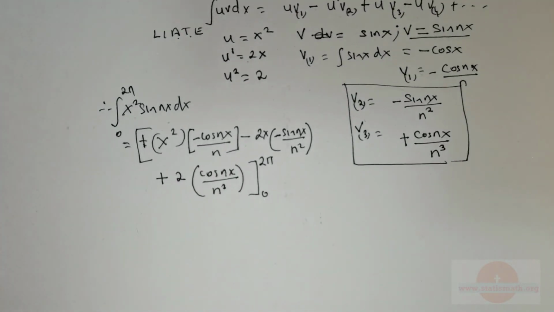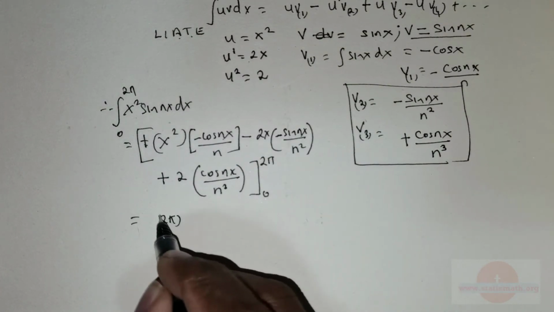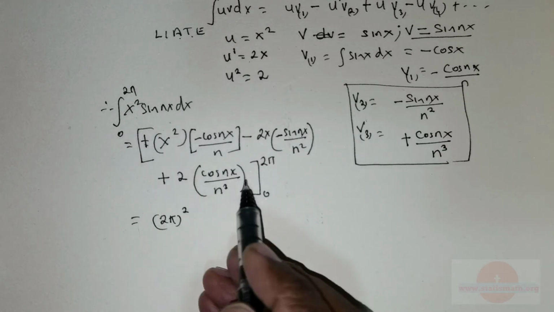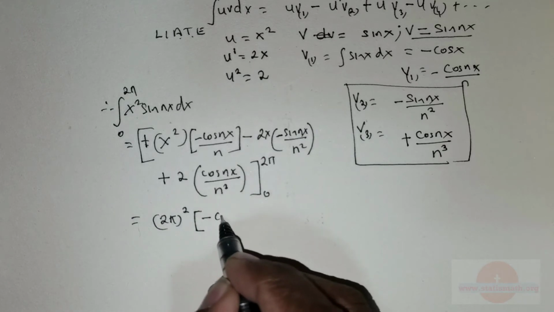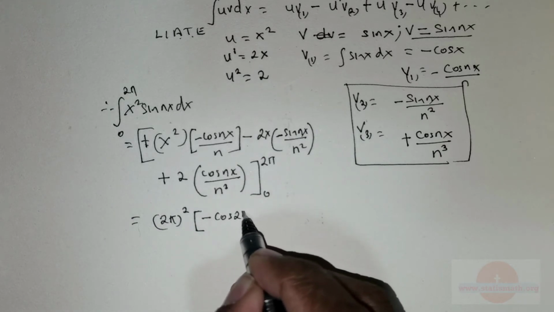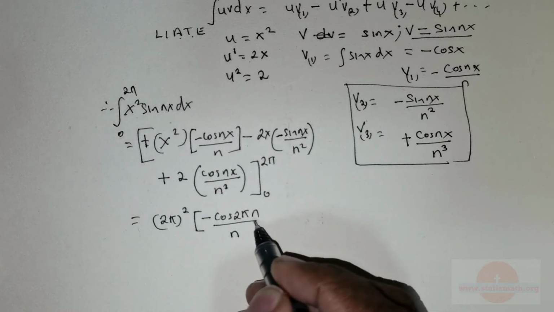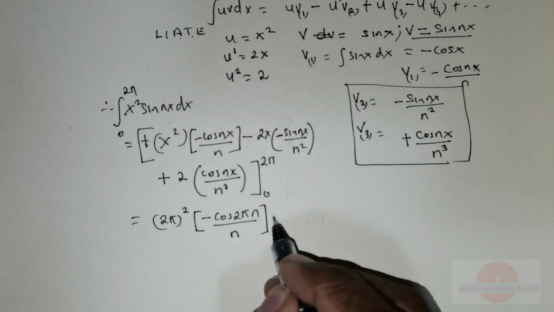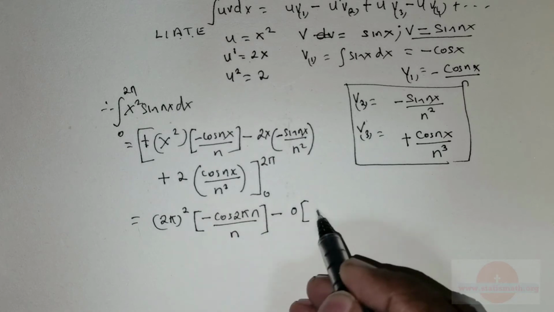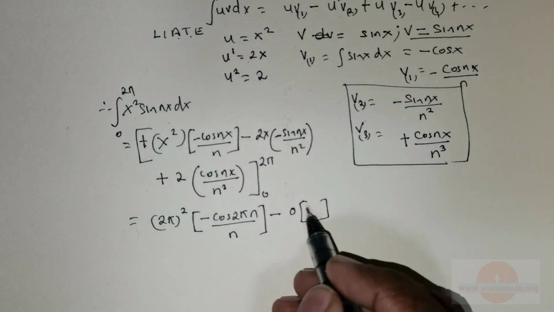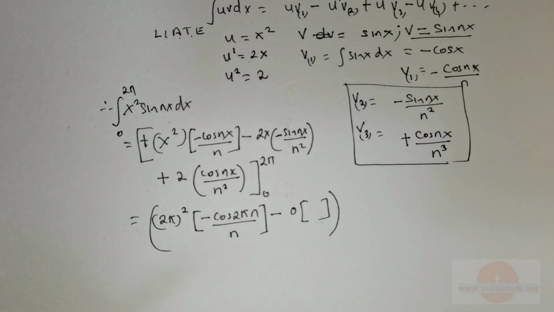Okay, so this is equal to, I substitute the upper limit, so in the place of x substitute 2 pi, raised to power 2, times negative of cos 2 pi n divided by n. This is for the upper limit, followed by the lower limit, which is 0. Naturally the entire quantity is going to become 0, so no need to substitute the limits. So this is for the first quantity.